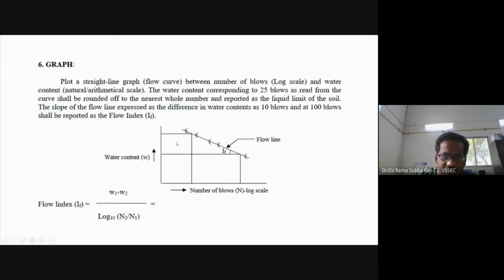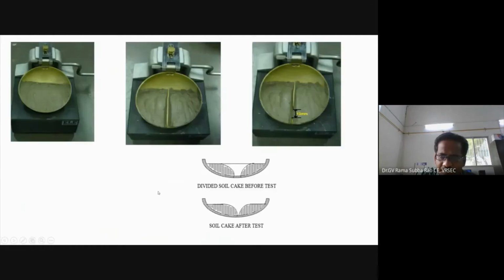In fact, this is the rubber base actually. One can see this is the rubber base, and the height of fall of the cup is 1 centimeter.